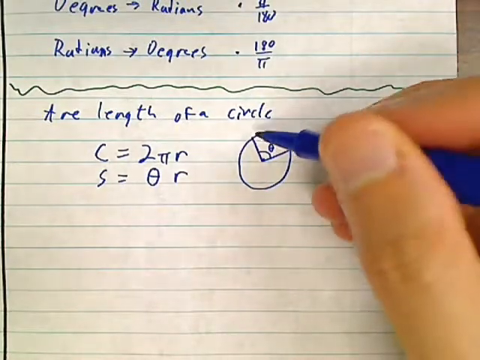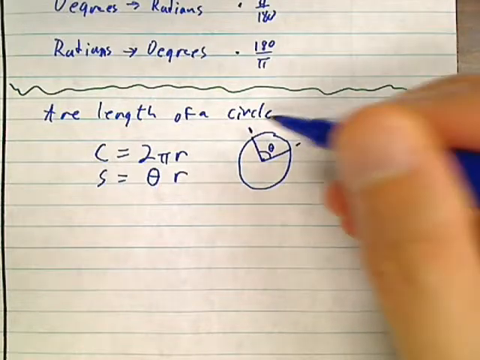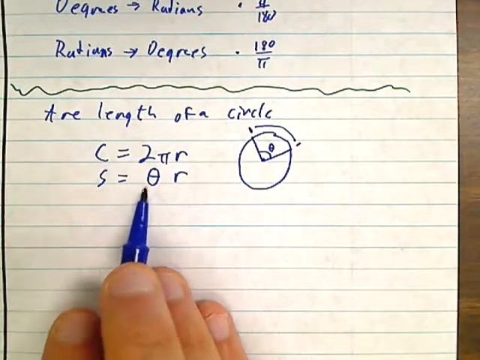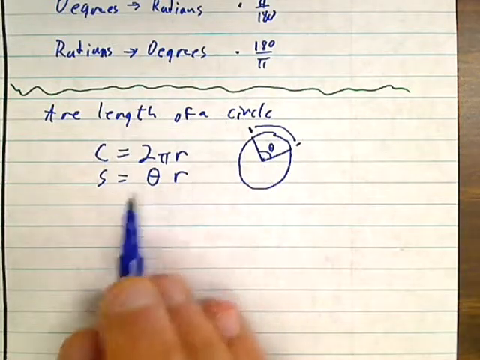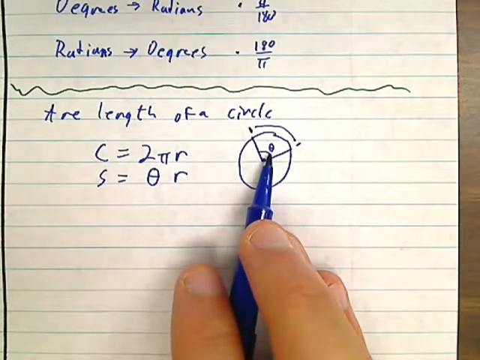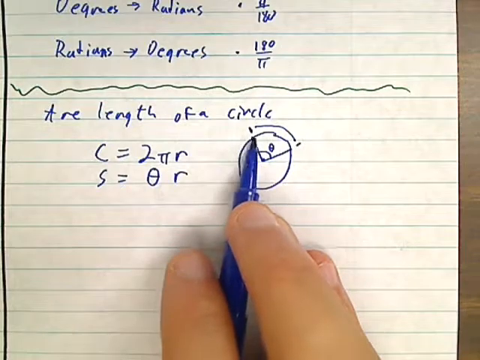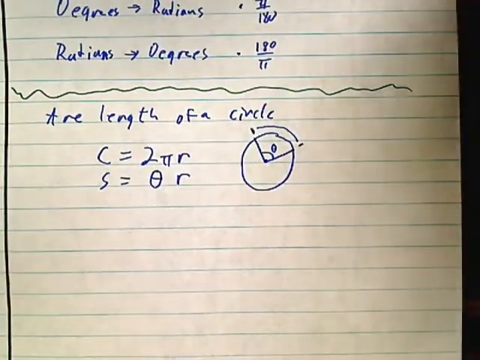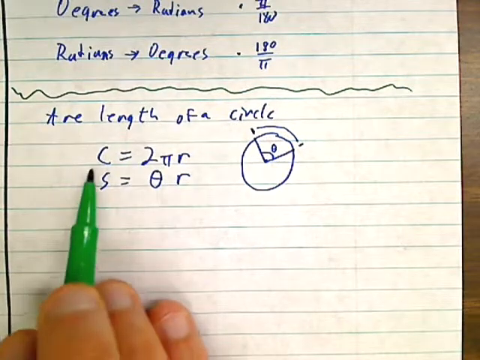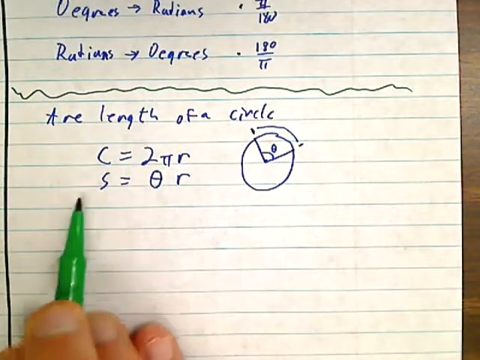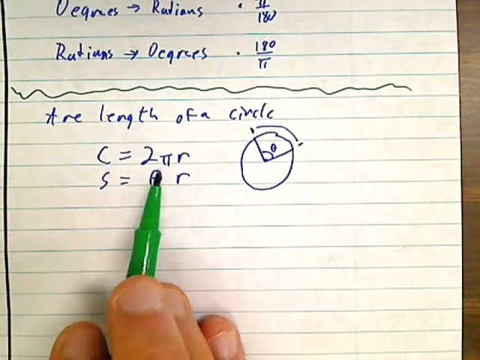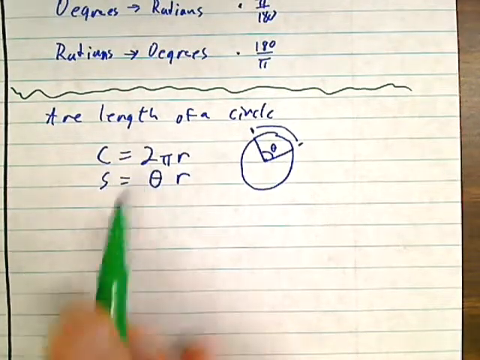Okay, and what is the length of that arc from there to there? What is the length? Well, that's what S is. If you take the measure in radians times the radius, that will give you the length of that bit of line there. Okay, so that is the formula for arc length of a circle. It's very closely related to circumference. So if you forget this formula, just take your circumference and put theta instead of the 2 pi.